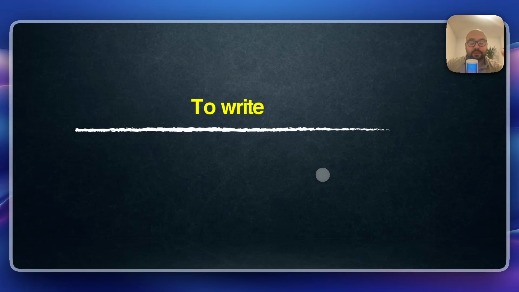Now, to write is rašyti. Rašyti, right? To write. Rašyti. So now, a song would be daina.